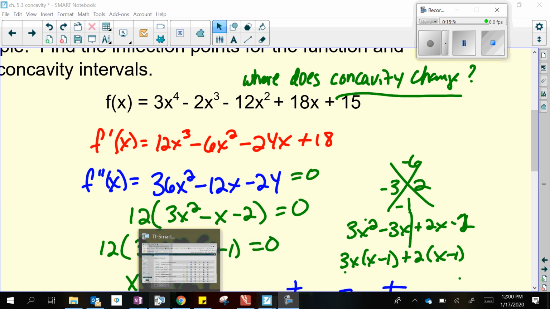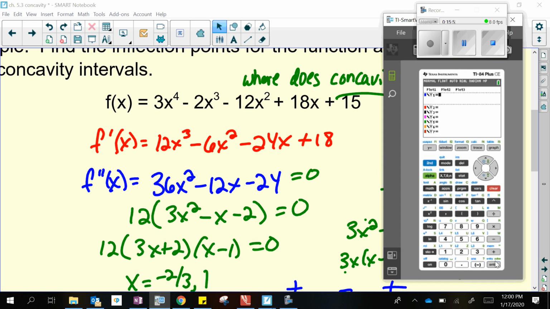That's not what I wanted. So I get 3x. This is so much harder on this than it is on the handheld one. 3x to the 4th minus 2x to the 3rd. I'll make sure I'm typing in what I think I am. Minus 12x squared plus 18x plus 15.